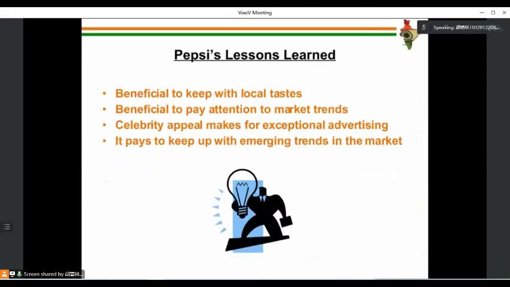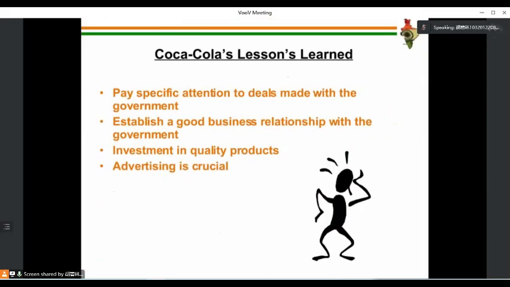So what is the lesson that we can learn here? So it's very important to keep up with the local taste, and also it's important to pay attention to the market trends in the market that you're trying to go into. And also celebrity appeal can give better results for advertising, and it pays to keep up with emerging trends in the market that you try to go into. And from the Coca-Cola lessons, you have to pay specific attention to deals made with the government.